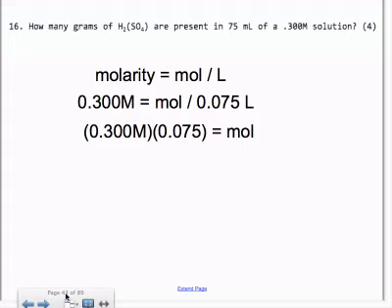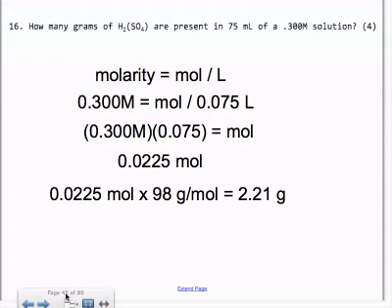So multiplying across there, we get 0.3 times 0.075 moles, which is 0.0225 moles. And 0.0225 moles times 98 grams per mole, which is the mass of H2SO4, if you added all those up, gives you 2.21 grams of sulfuric acid in that sample of solution.